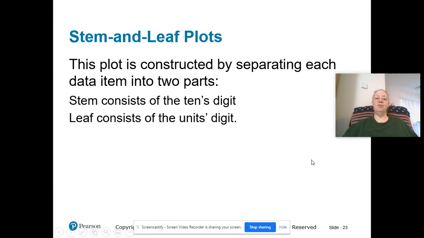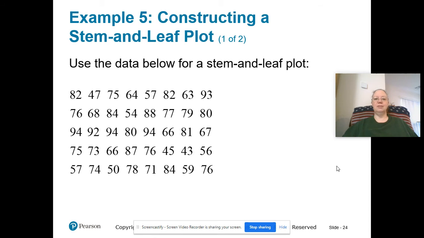Stem and leaf plot, another way of organizing information. The stem is the tens digit. The leaf is the units digit. This will make more sense when we do an example. So we have the same information that we had for that stats test.